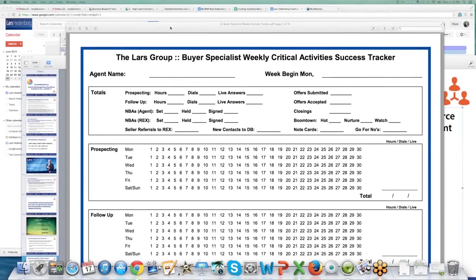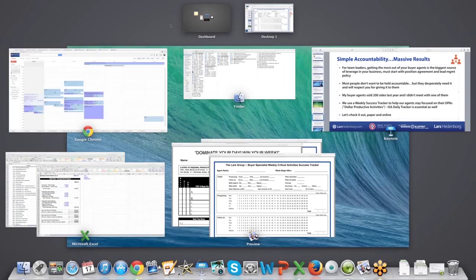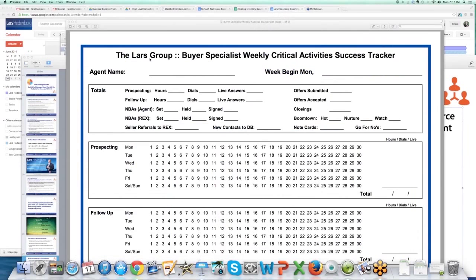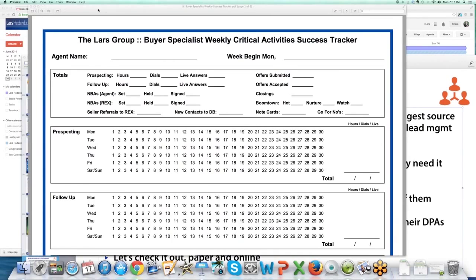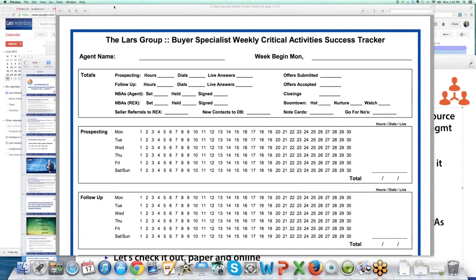All right, so I'm going to go through three versions of sort of accountability. The first one I'm going to do is our buyer specialist weekly accountability, and you have a copy of this on your Dropbox. So the front part is we track prospecting and follow up. So you can see this is a weekly tool. So we print these out double sided.